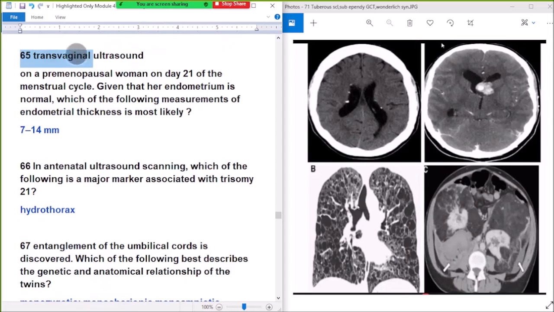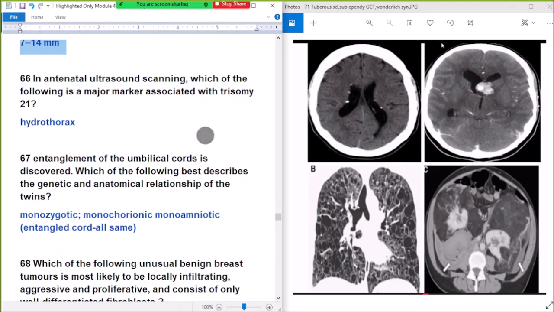65. Transvaginal ultrasound on a premenopausal woman on day 21 of the menstrual cycle. Given that her endometrium is normal, which of the following measurements of endometrial thickness is most likely? 7 to 14 mm is the normal thickness of endometrium. The patient is premenopausal on day 21 of the menstrual cycle, but the endometrium is normal, so the normal thickness is 7 to 14 mm. Greater than 14 mm may indicate endometrial carcinoma.